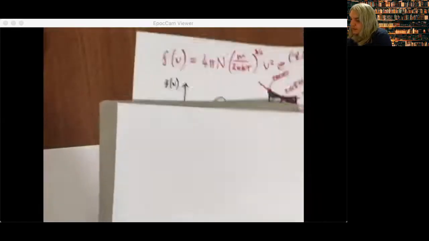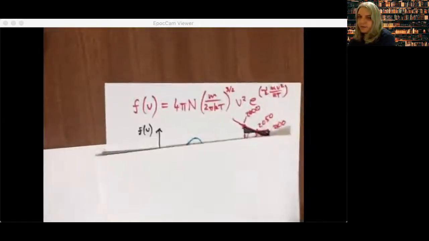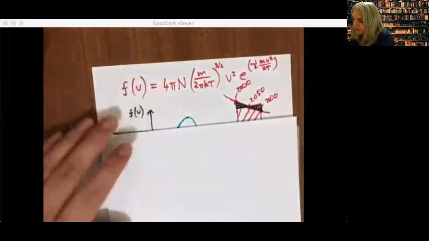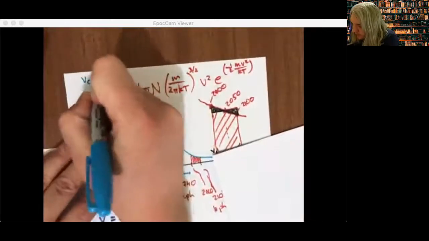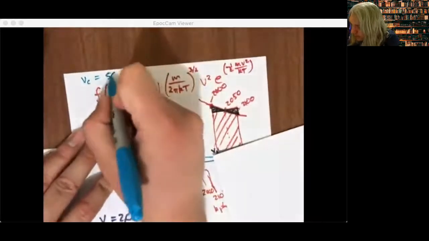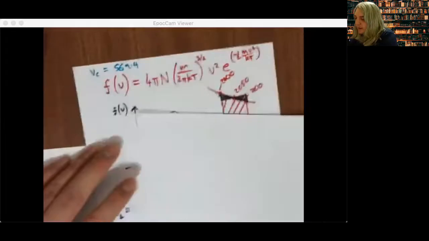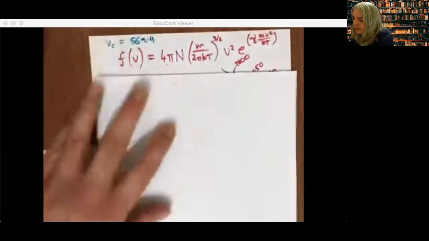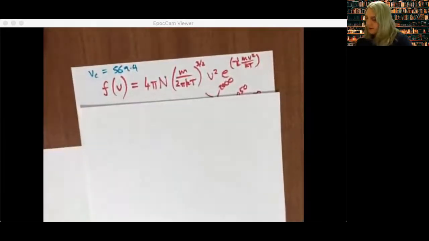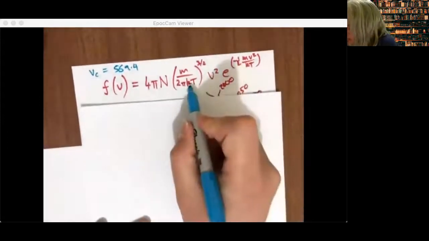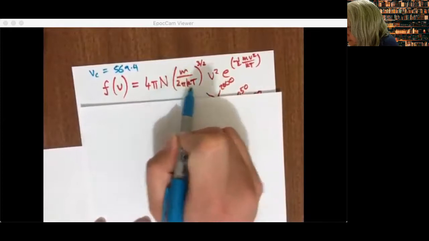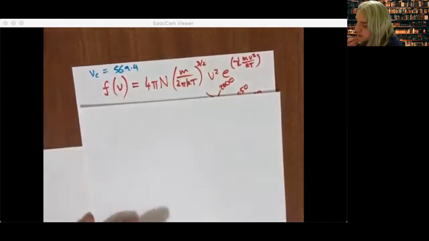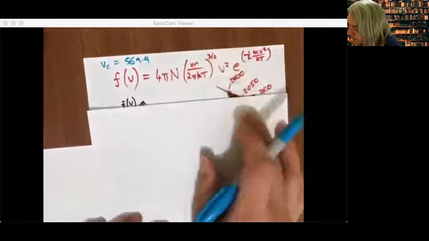So that is this function here, right? But now with our new velocity, which I'm just going to write up the top for reference, VC was equal to 569.4. So that's what we're figuring out. Now we need to remember what K was, what M was, what N was, and T. We need to know all of those. So let's remind ourselves what they are.